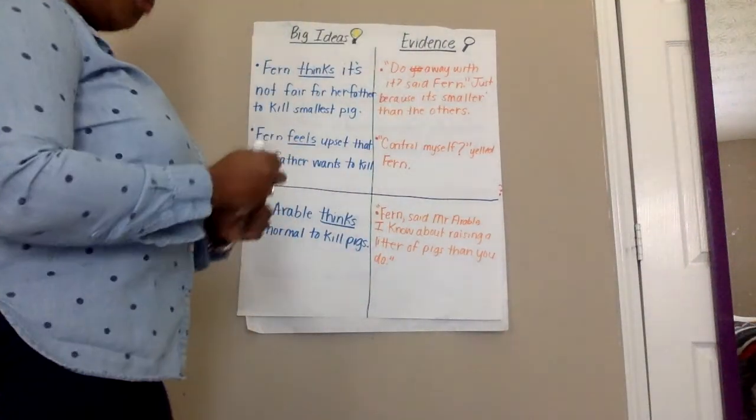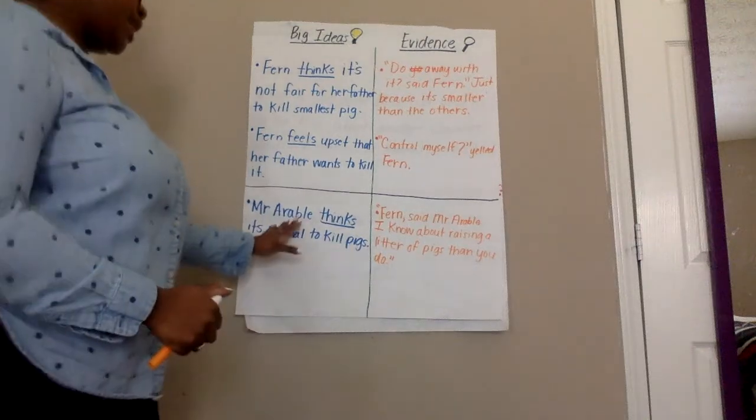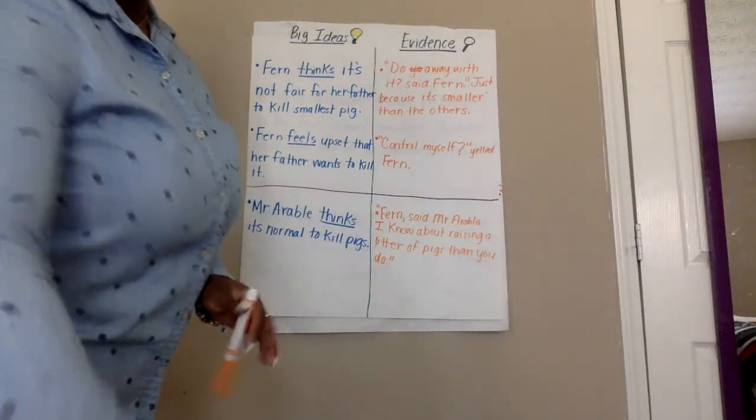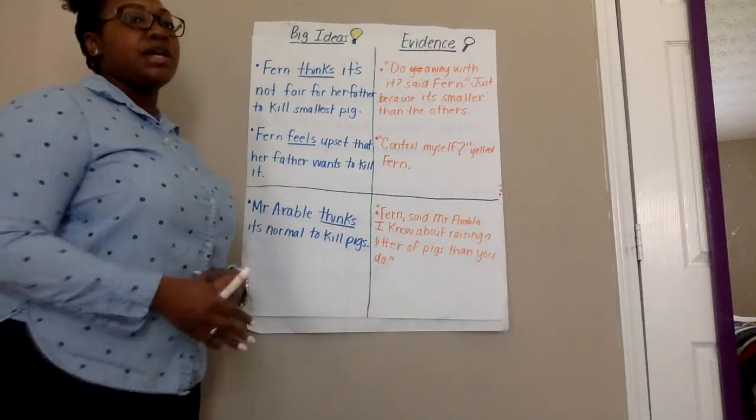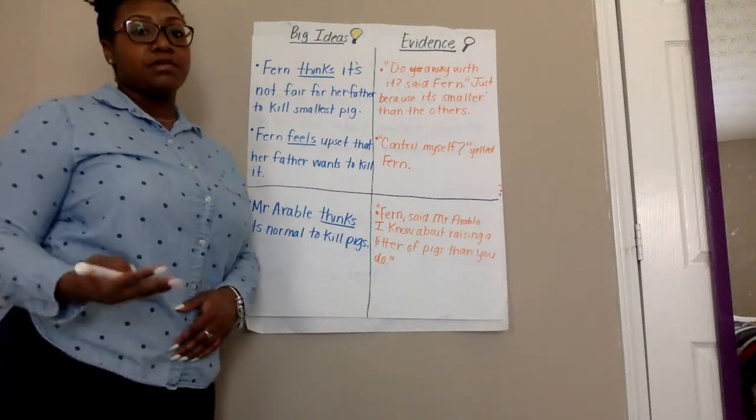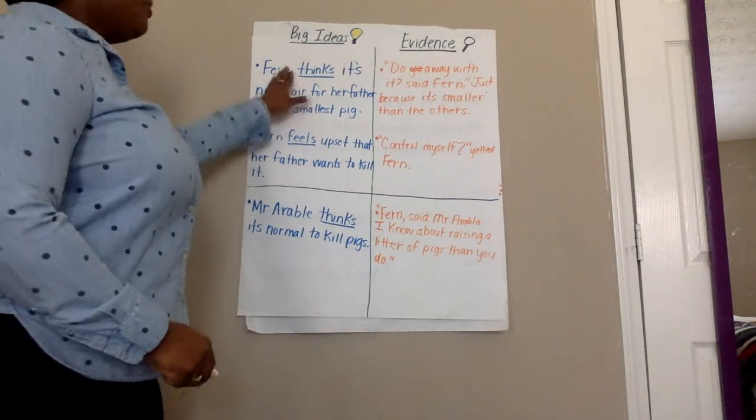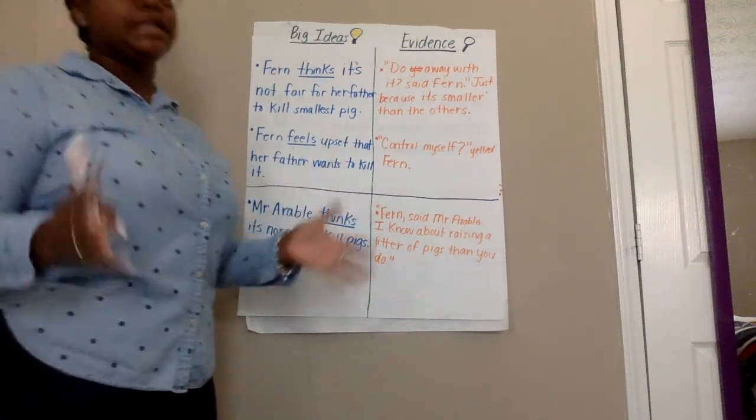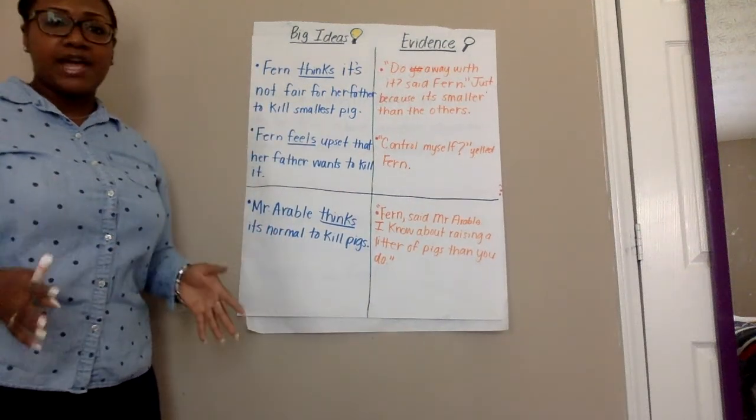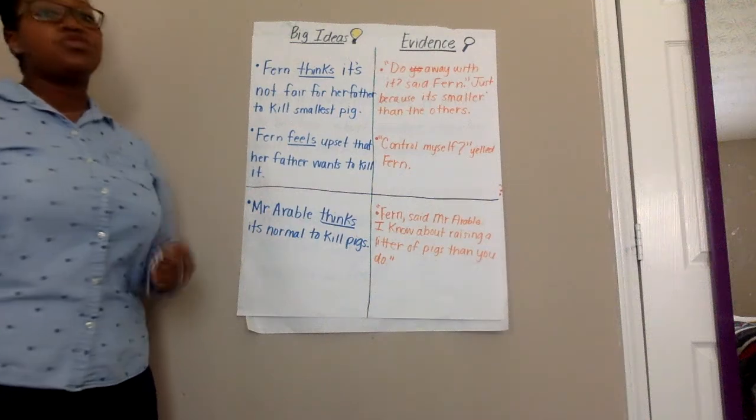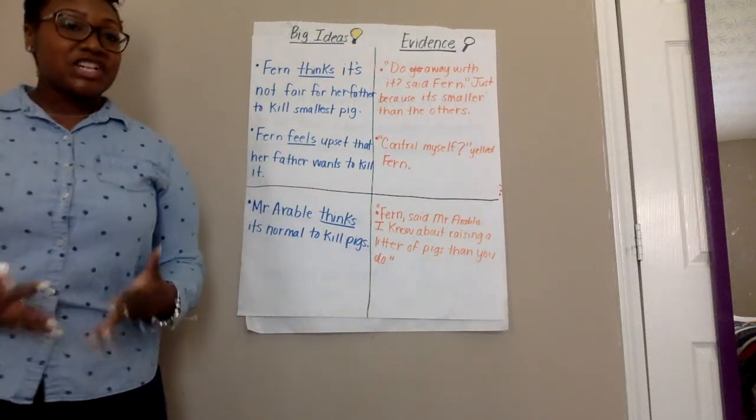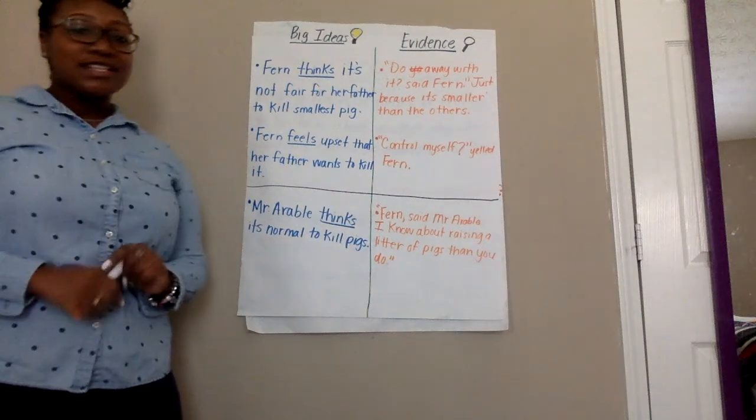This tells me that it's normal for Mr. Arable to go out and kill the runts of the litter because this is what he's used to, and he knows about raising pigs and what will happen if they keep the runt. But from Fern's perspective, it's completely different. And we know that Fern thinks it's not fair, and she also feels really upset. Scholars, I can't wait for us to finish Charlotte's Web tomorrow.